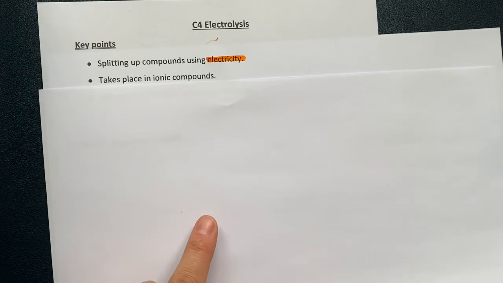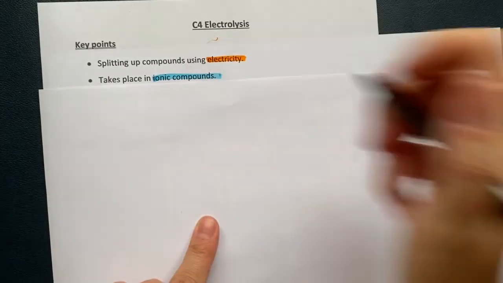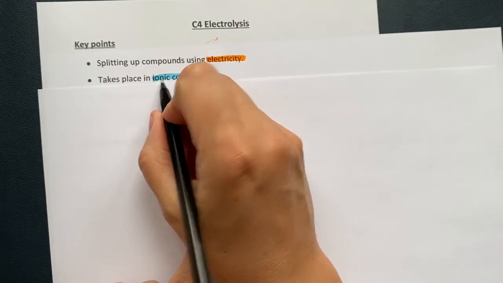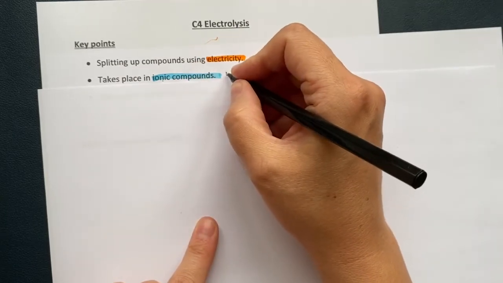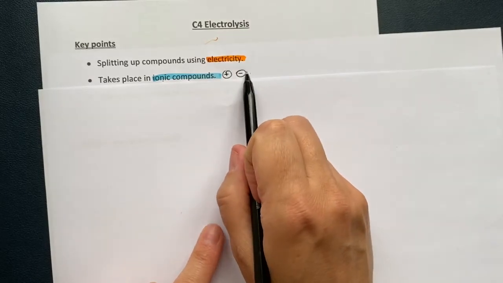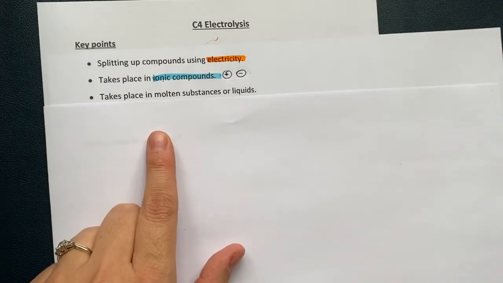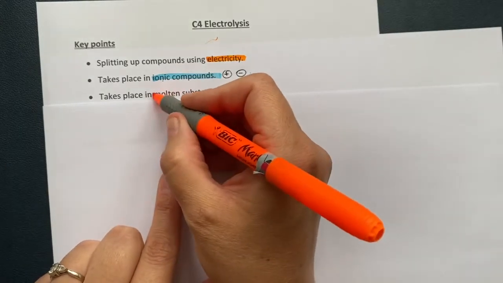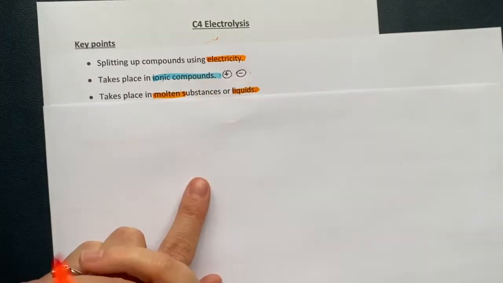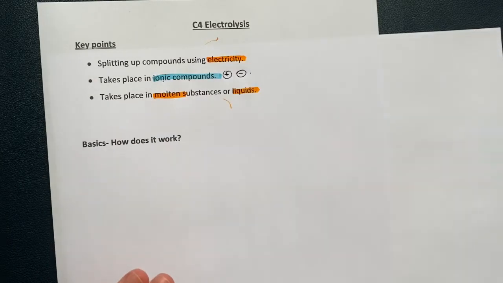Now, electrolysis takes place in ionic compounds. What does it mean, ionic? What are ions? Well, ions are atoms with charge, so ionic compounds are compounds which have positive charges and negative charges, and that is a very important point of electrolysis. Also, electrolysis only takes place in substances that are molten or liquid, or dissolved. Molten means we just heated up the substance which melted, and liquids usually we dissolve using water.